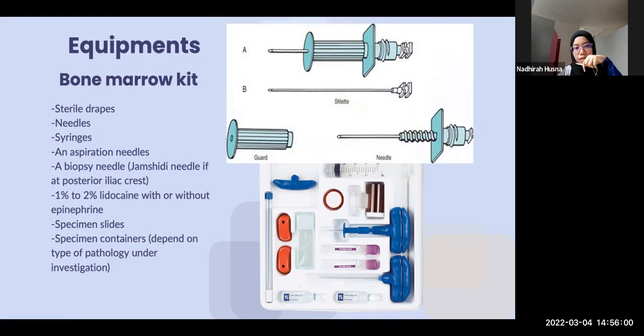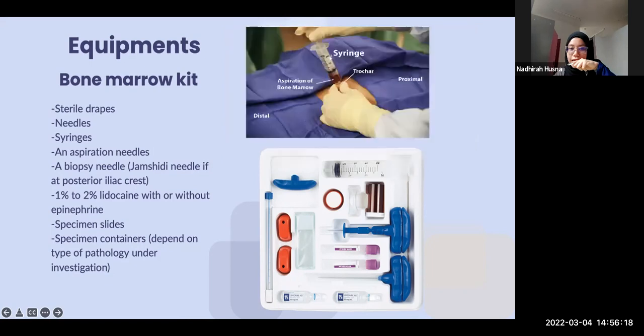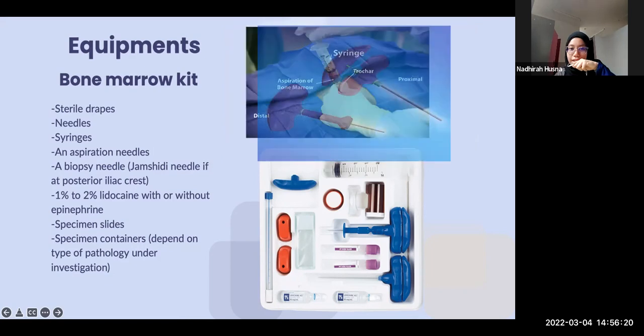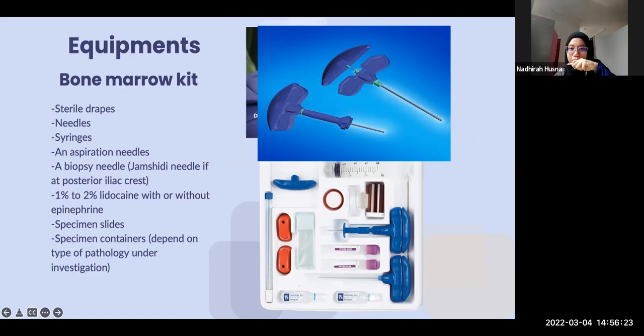So this is the picture of the aspiration needle. As you can see, there is a guard, stylet and needle. So it is quite different from the biopsy needle, because in the biopsy needle usually we don't have the guard. So please differentiate between the aspiration needle and biopsy needle. The below one or the left one is the aspiration needle. The right one is the biopsy needle.